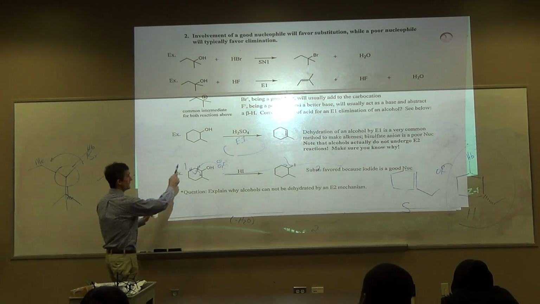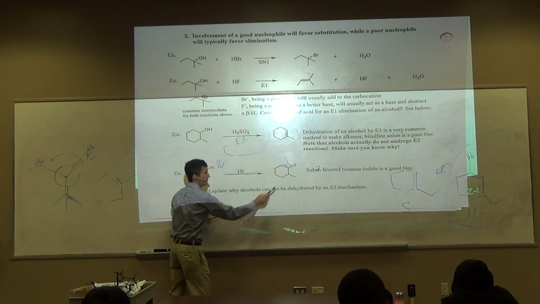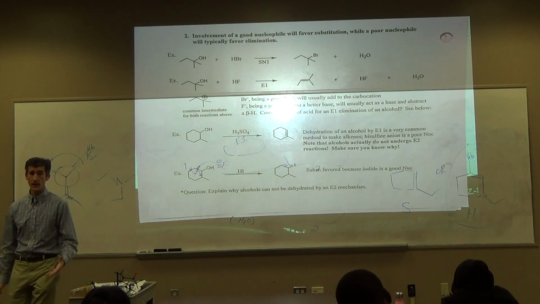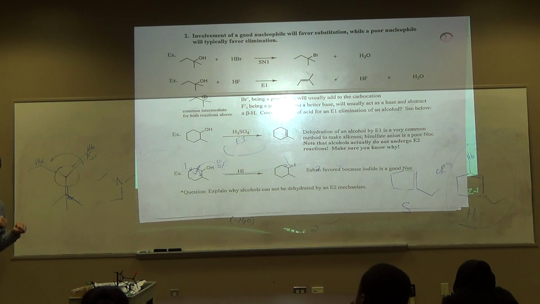On the other hand, if you try to do this with HI, you're going to get a substitution product. Why? Because once you form the carbocation, I minus is such a good nucleophile, it'll add to the carbocation and give you that chemistry. In the end, what did we say? Good nucleophiles will favor substitution. Poor nucleophiles will favor elimination.